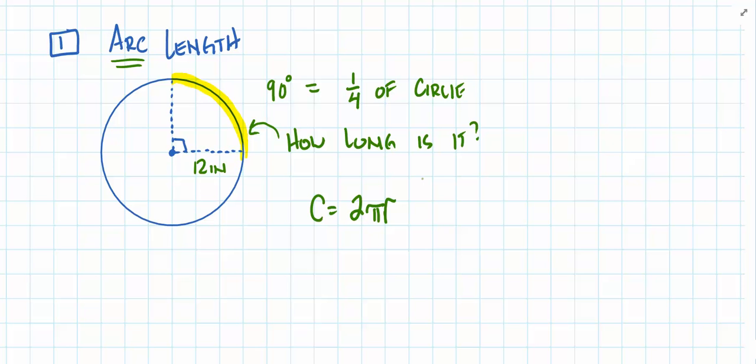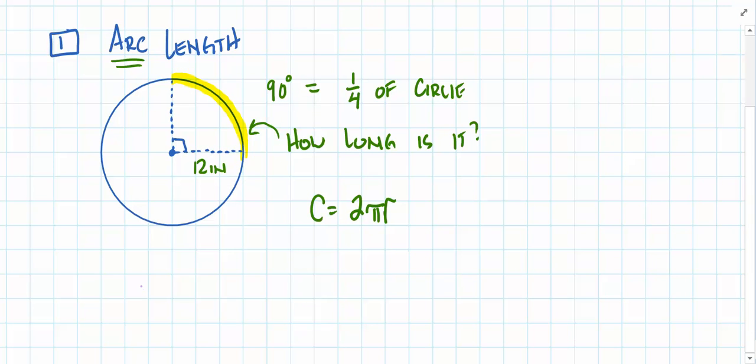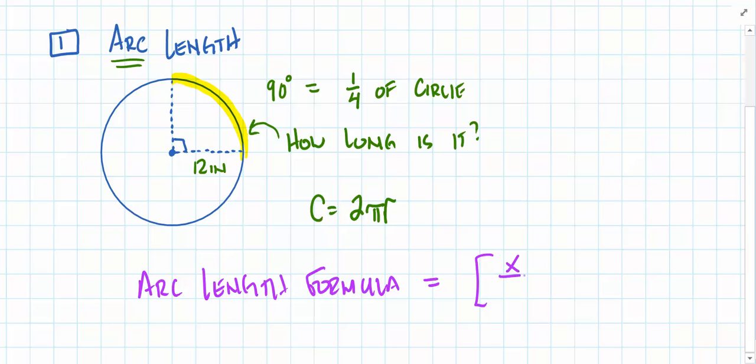So what we do is we apply the arc length formula. I'm going to give it to you right now. The arc length formula would be x over 360 degrees multiplied by 2 pi r. So what do you think x needs to be in this case? What does the x represent in this case?